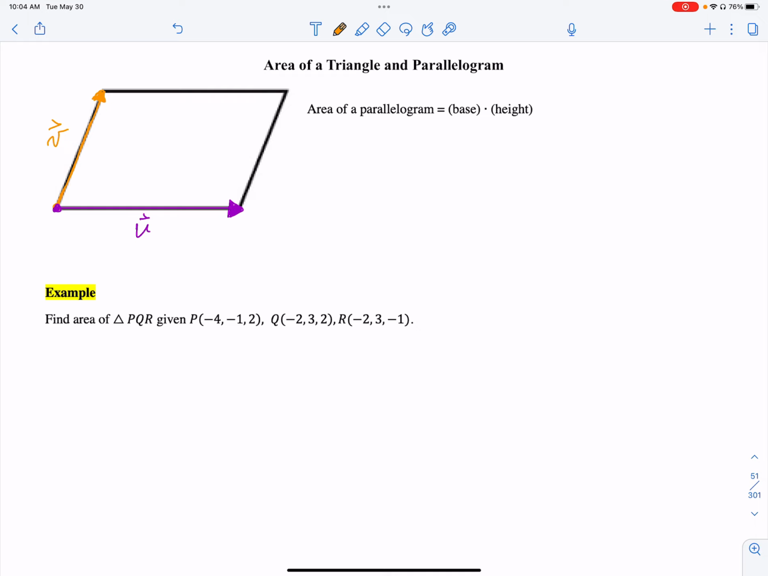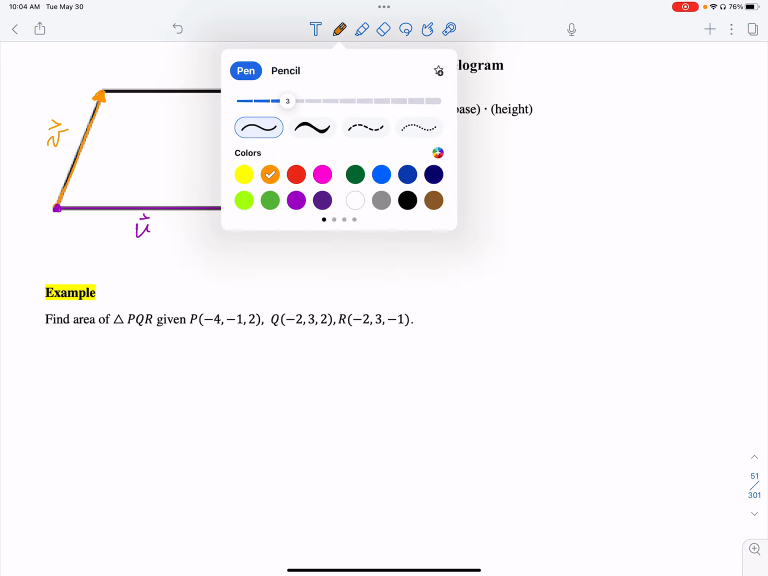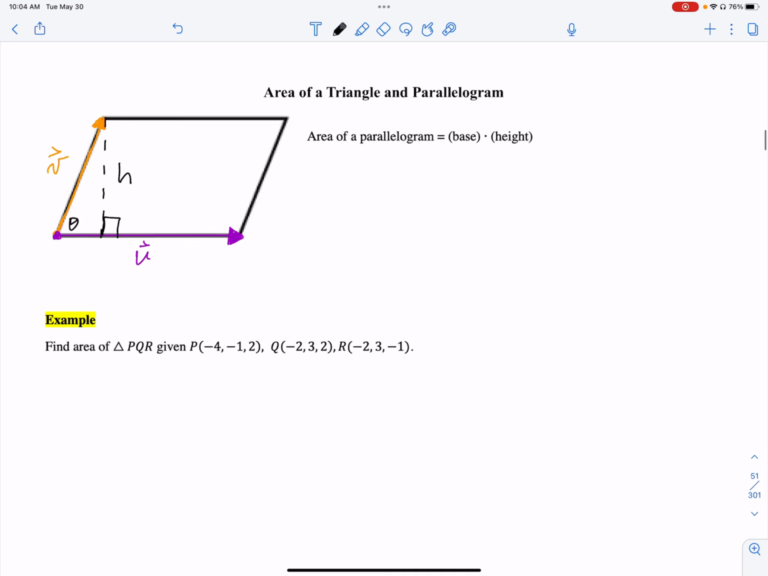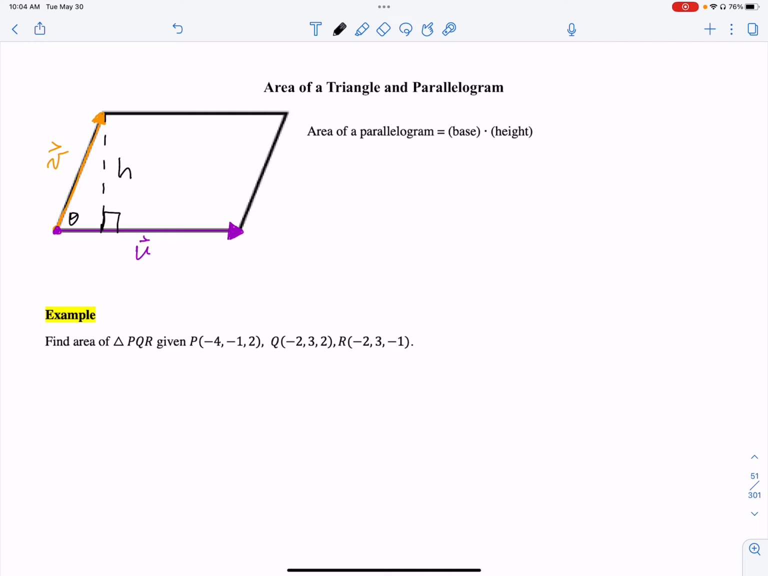So I use two vectors because I would like to relate this to vectors somehow, and we're going to work from here to try to come up with the area of this parallelogram, which means I need to find this height here. I need the right angle height. We'll call it h. Let's also call this angle theta because we're going to use theta to find that h, right? So we can actually use trig here to come up with a formula to help us.